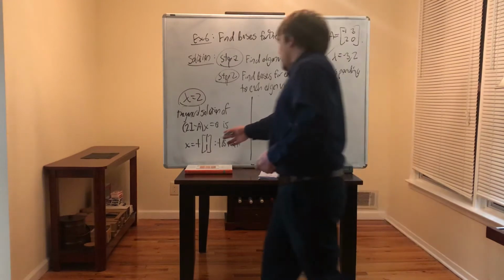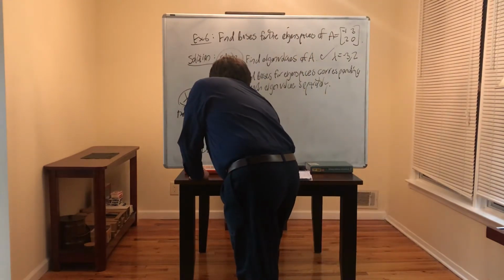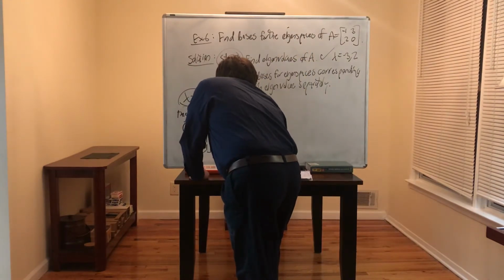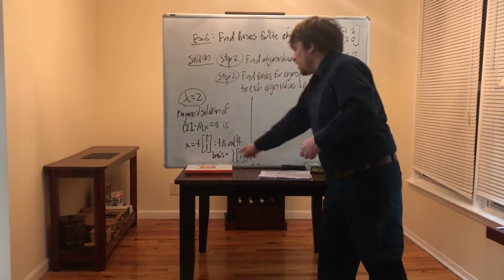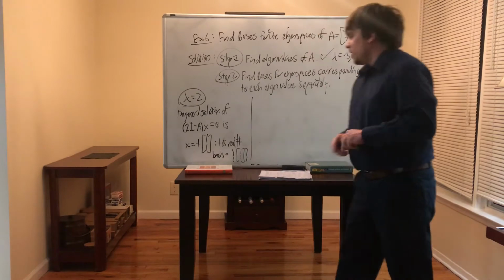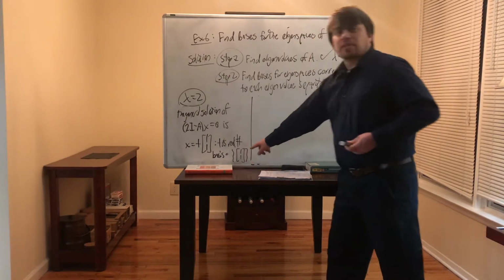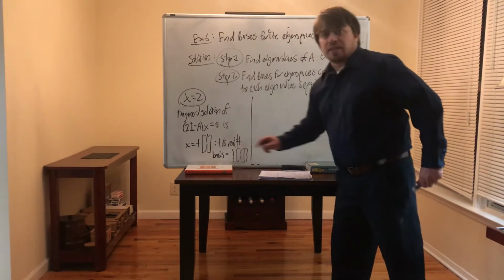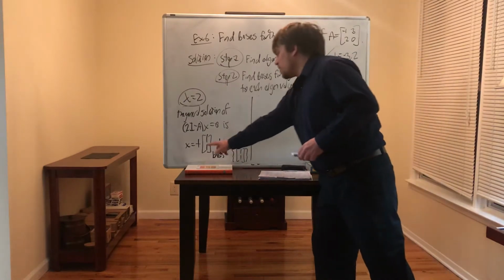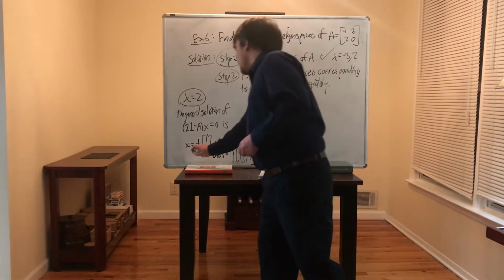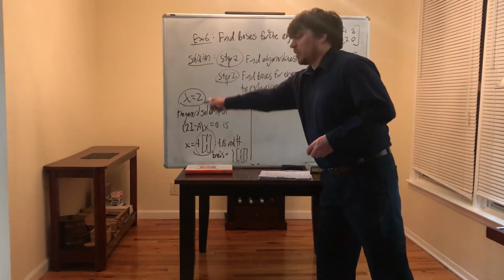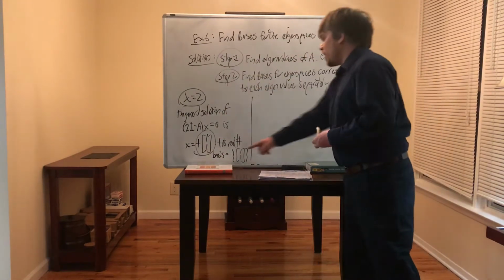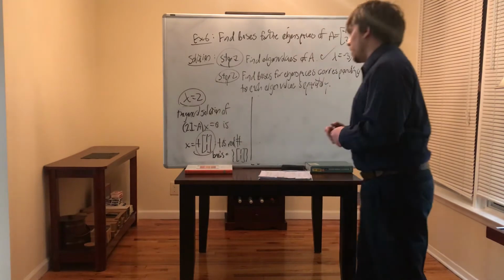And the basis for this eigenspace is just the individual vector 1, 1. It spans the vector space, and it's a non-zero vector, so the set containing only that is linearly independent. This is a basis for the eigenspace corresponding to lambda equals 2.